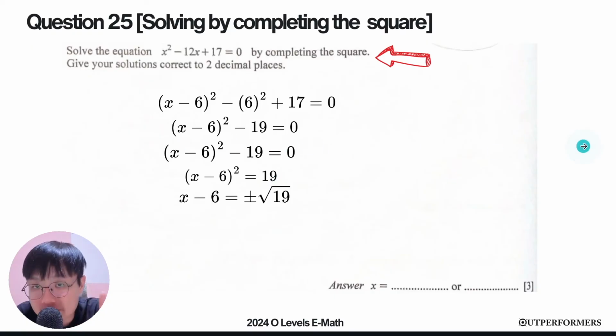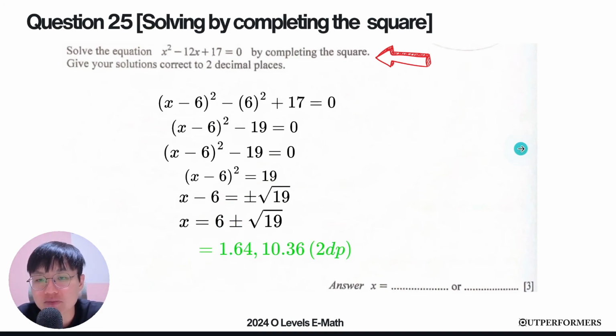And then we will square root 19 because we want to remove the square here and find x. So we are slowly peeling the onion like that. We are removing the square over here by doing a square root, and please remember to include plus minus because we have two possible answers. Next, we'll be able to shift 6 over, and then that's when we have two answers over here, one with the plus minus, and we'll get 1.64 and 10.36 to 2 decimal places.